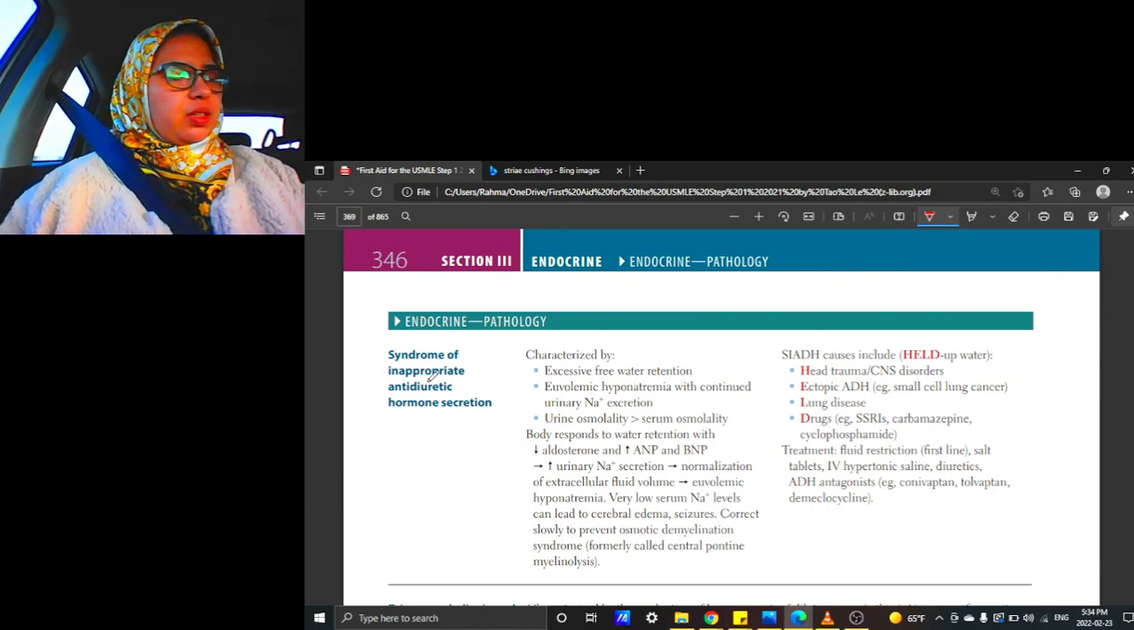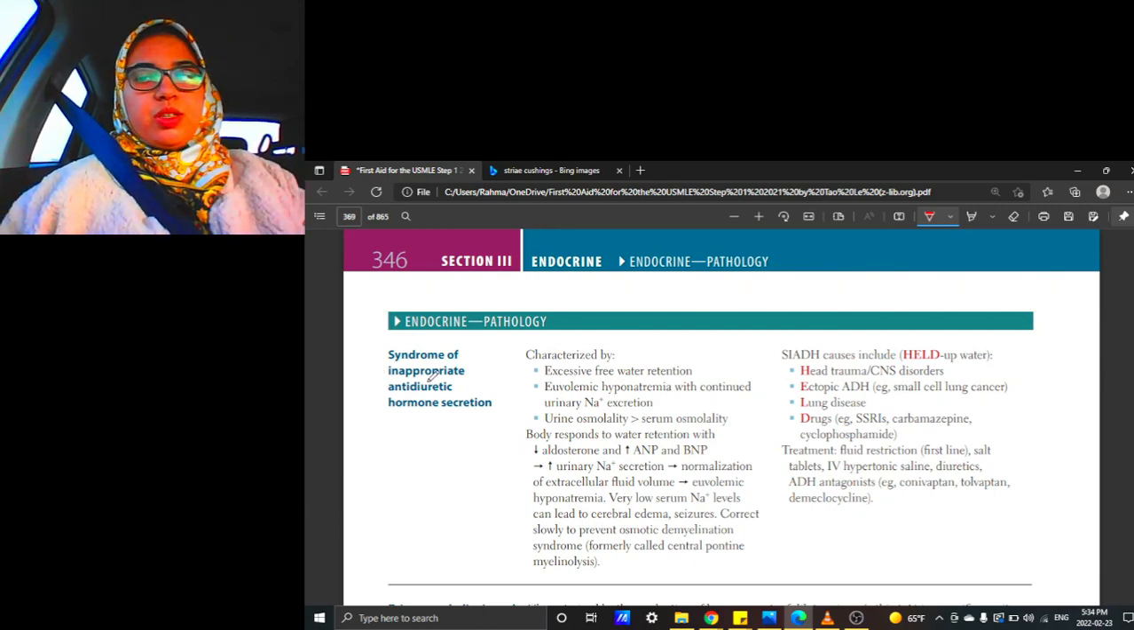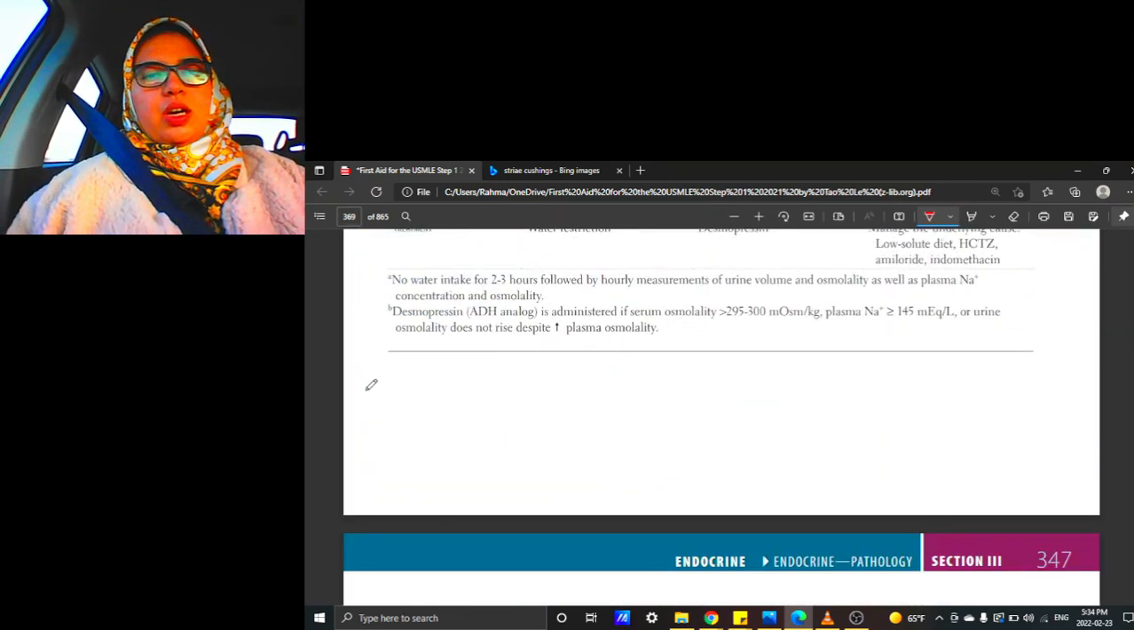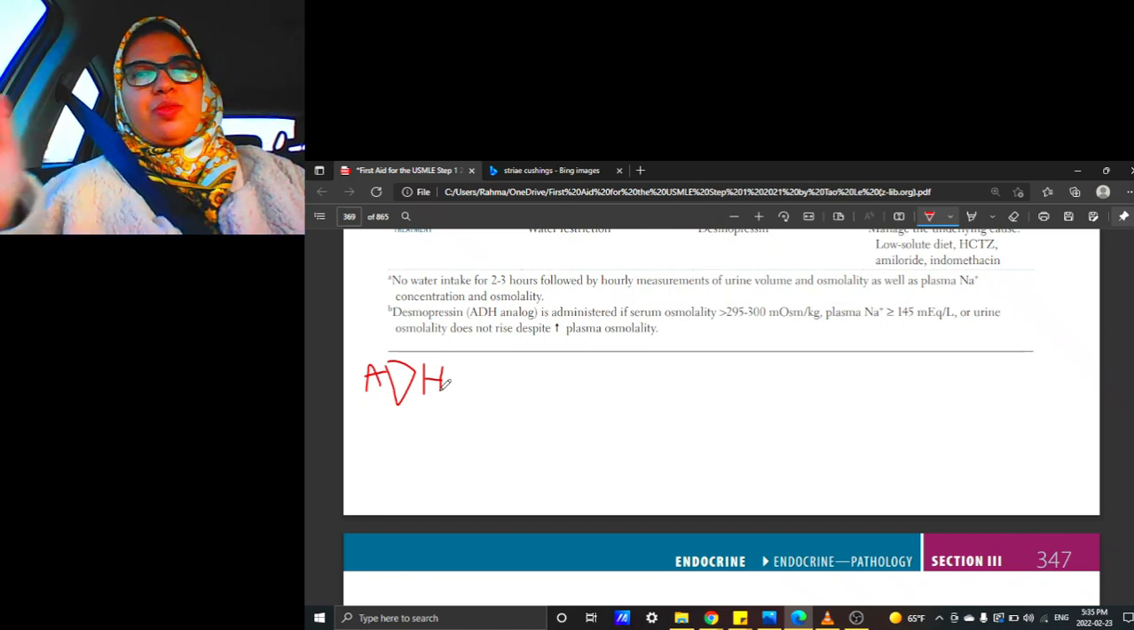Syndrome of inappropriate antidiuretic hormone secretion. So if you watched the previous video on this topic, we have discussed something called ADH. So ADH, remember, is formed in your hypothalamus, then it's stored in your posterior pituitary, and it gets from the hypothalamus to the posterior pituitary using something called neurophysin. Remember, there's a lot of questions that can come through this.